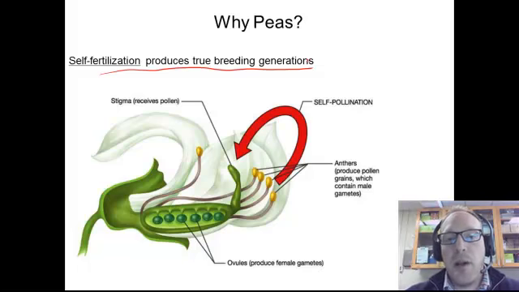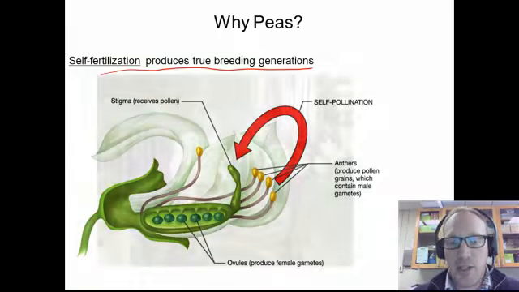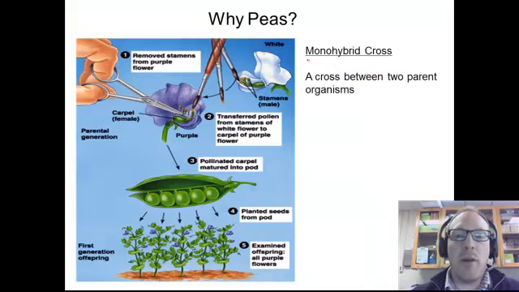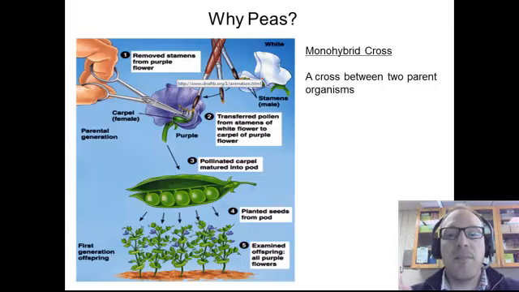If a purple plant self-fertilizes, the next generation of plants that come from the seeds of that fertilization will be purple flowering plants. That's called true breeding generation. Mendel was trying to figure out what would happen if you did this cross-fertilization. And what he produced was what we call a monohybrid.